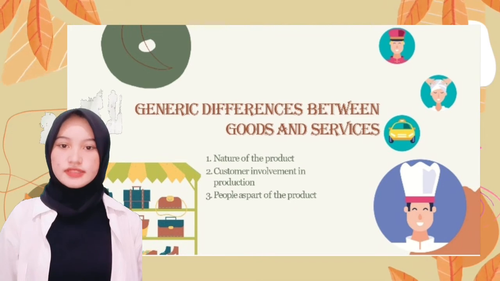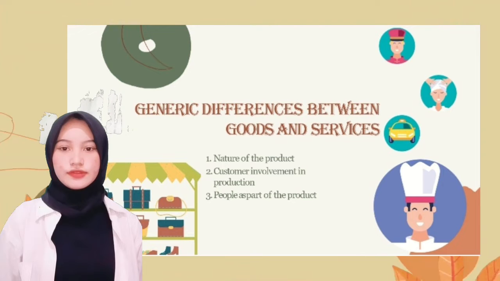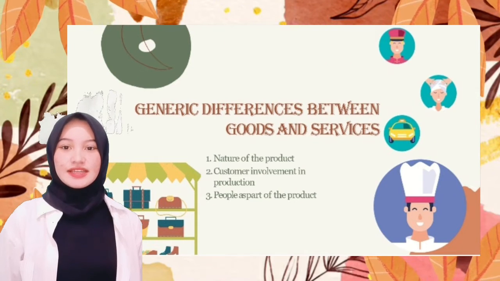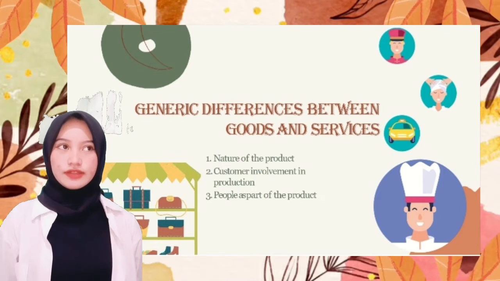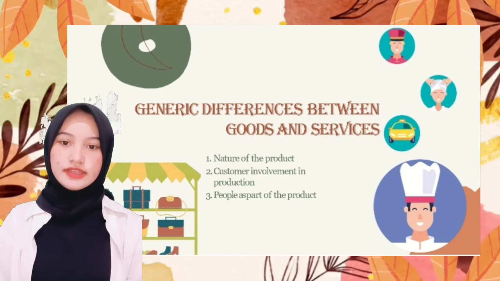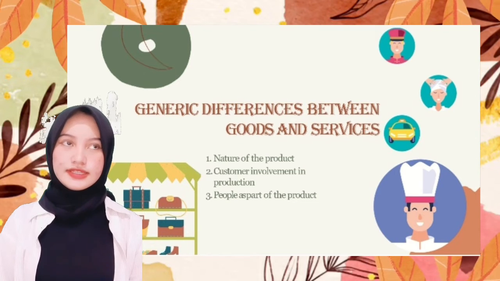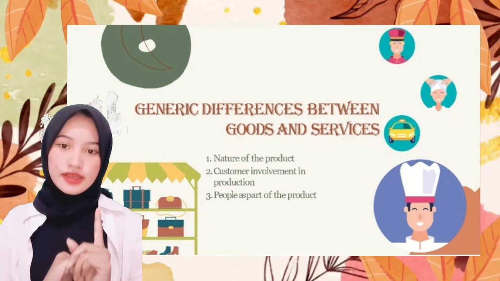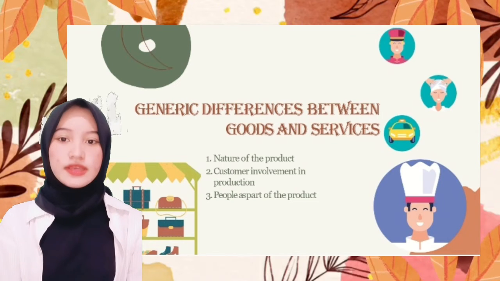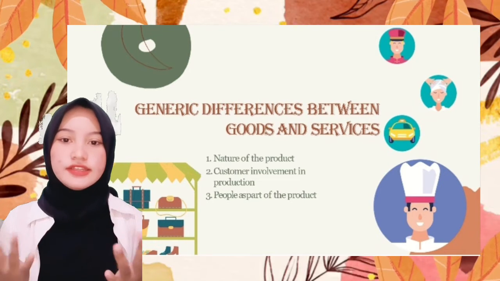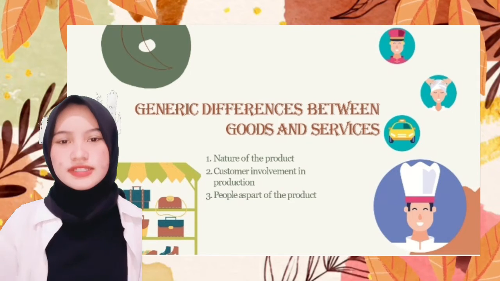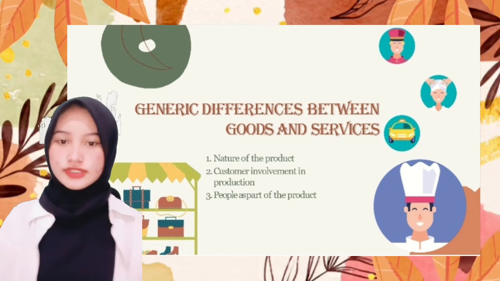And for the bonus, I will explain a little bit of a subtopic that I have to explain. It's about generic differences between goods and services. There are 3 generic differences that tend to distinguish services from goods. Number 1 is nature of the product. Leonard Berry described a good as an object, a device, and a thing, in contrast to a service, which is a deed, a performance, and an effort.